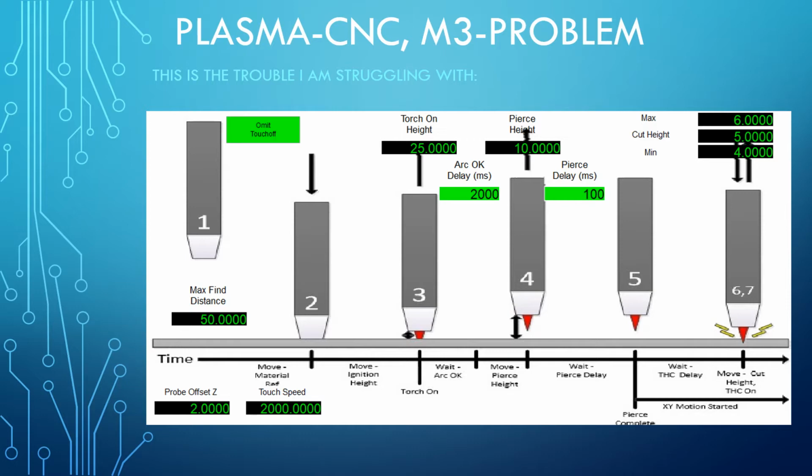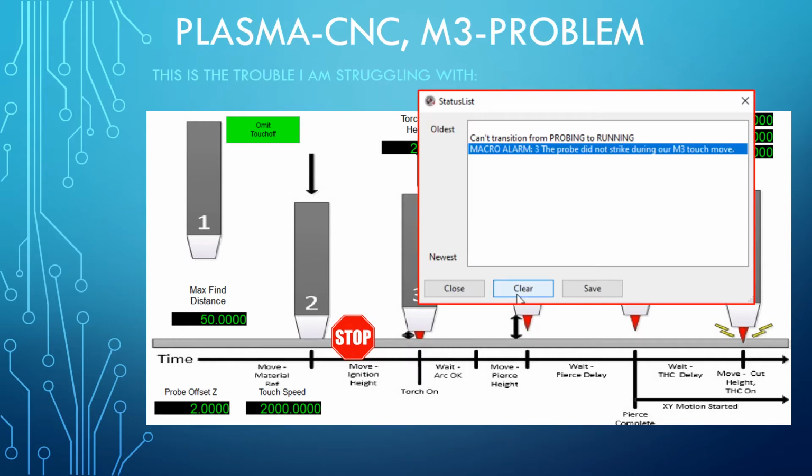After starting the M3 command that activates the THC cutting start process, only sometimes the Z-axis stops as soon as the torch tip touches the sheet and the probing contact is active. The following error message appears. The error message says, can't transition from probing to running, and the probing process is stopped.